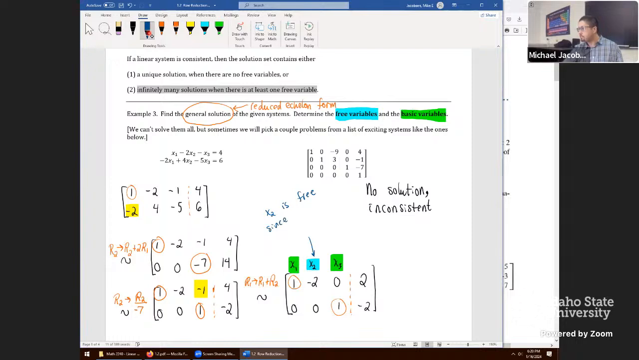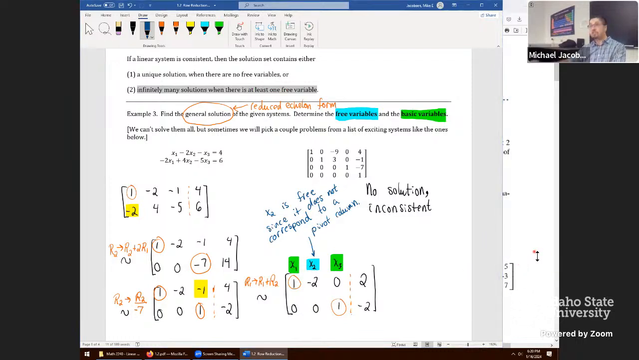since it does not correspond, I don't like this word, but it's descriptive, it's just a long word, to a pivot column. So that's the only thing that made x2 free. No pivot in that column. Does that make sense to folks at the moment? Awesome. Now that we're at this stage, we're ready to say what the solution is. This is different from 1.1 because you might have noticed in 1.1, we only looked at an inconsistent system and a system with a unique solution.